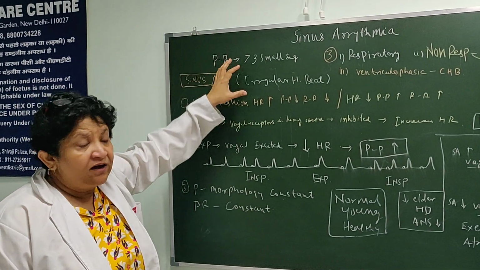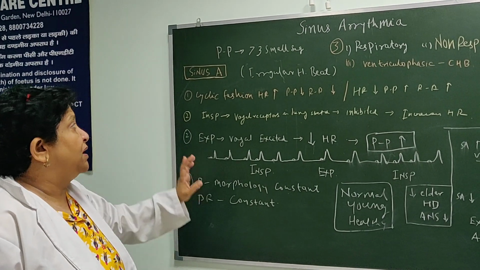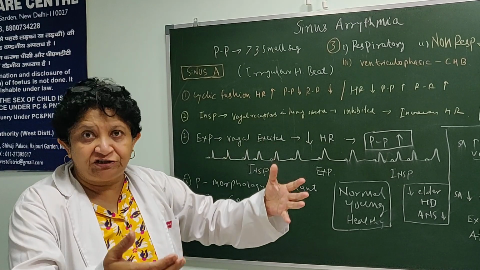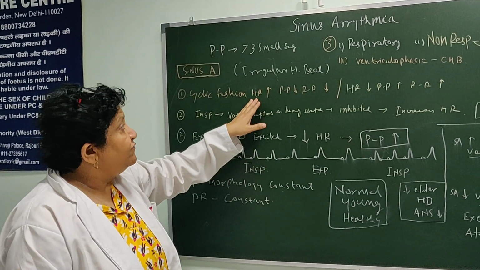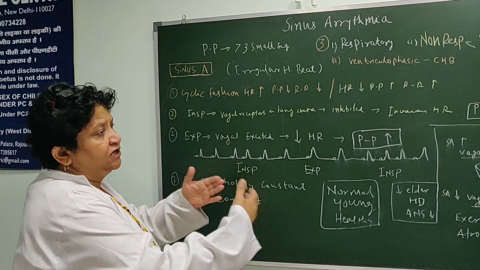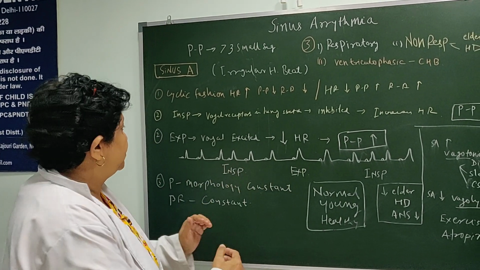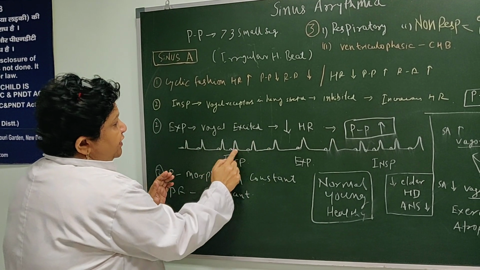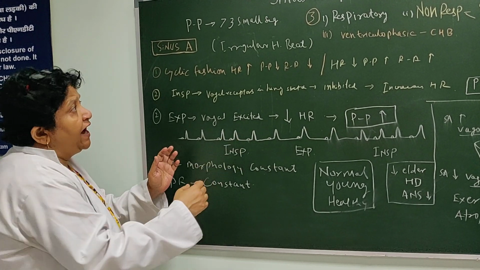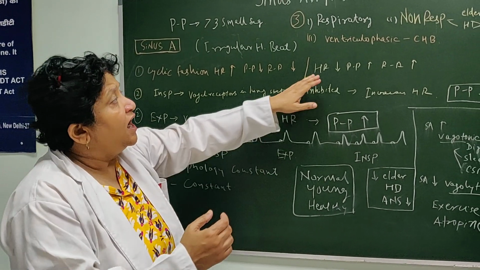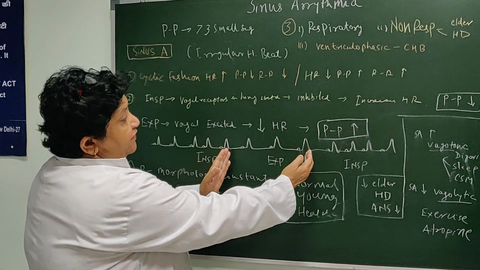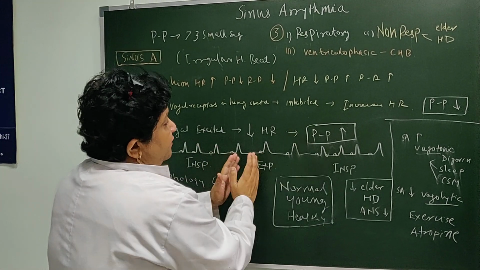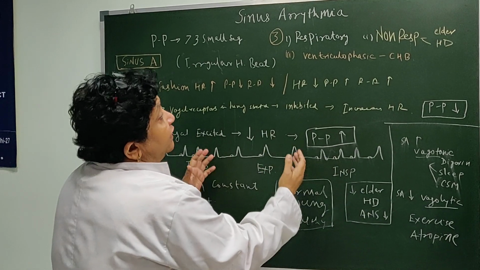In respiratory sinus arrhythmia, the heart rate increases in a cyclical fashion. When the heart rate picks up, the PP interval will close. Here there is inspiration, so the heart rate is increased, and the RR and PP intervals are close. And then the heart rate decreases. Here the heart rate has decreased during expiration, so the PP interval and RR interval have lengthened, or there is a gap between the intervals.